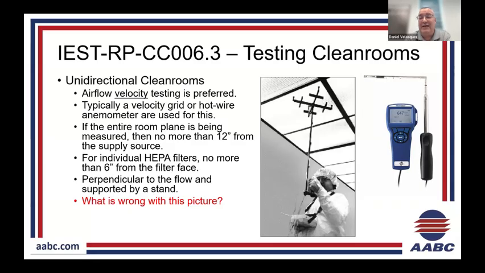So if you're doing a velocity test in the entire plane, you want to be no more than 12 inches from the supply source. You don't need to be real close. You want to be no more than 12 inches away. If you're just testing an individual filter, then you don't want to be more than 6 inches away. So you want to be perpendicular to the flow and supported by a stand.